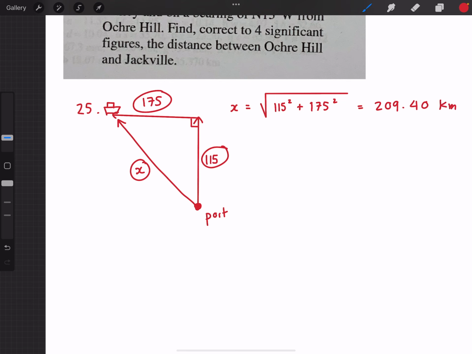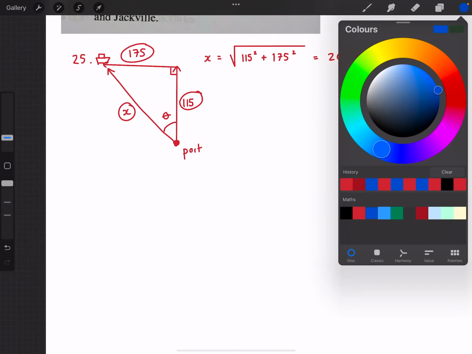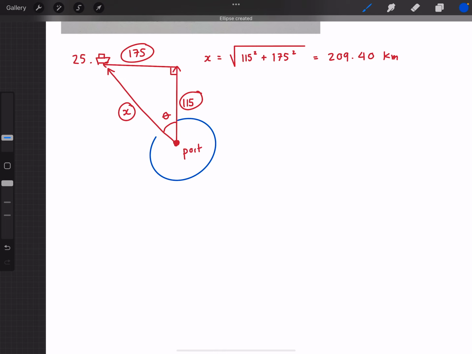Now the bearing. We need to know this angle here. Let's call this angle theta. We need to find it, and the bearing is normally referring to the true bearing, which is this angle that's like this. It wants that angle, but to find that angle, you need to find this angle first and then take it away from 360. You need to find theta first. So let's find theta.